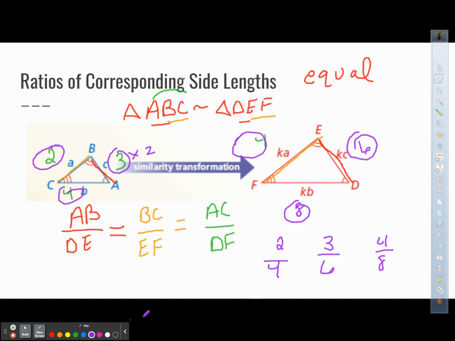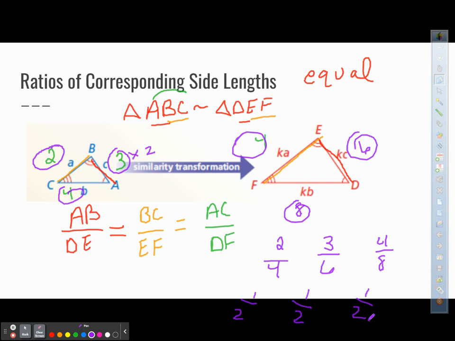What does 2/4 simplify to? 1 over 2. Half. What does 3 over 6 simplify to? Half. And 4 over 8? Half. They all simplify to the same ratio. That's how you know it's correct. The ratio. Now let's do an actual example with math.